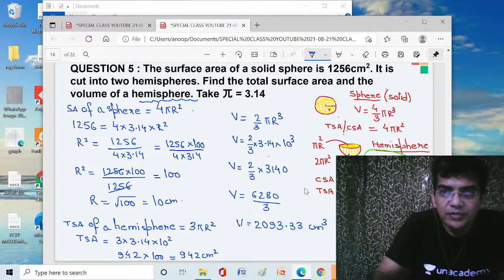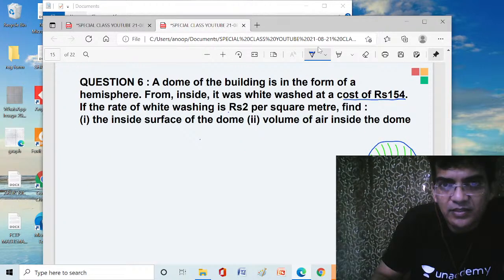Now its radius is unknown. Radius r is unknown. The question says it was whitewashed. Now when we are whitewashing it from inside, that means only this curved part will be whitewashed. Only this curved part will be whitewashed from inside, this curved part. So as you can see in the question, they have given us this is the cost and this is the rate.